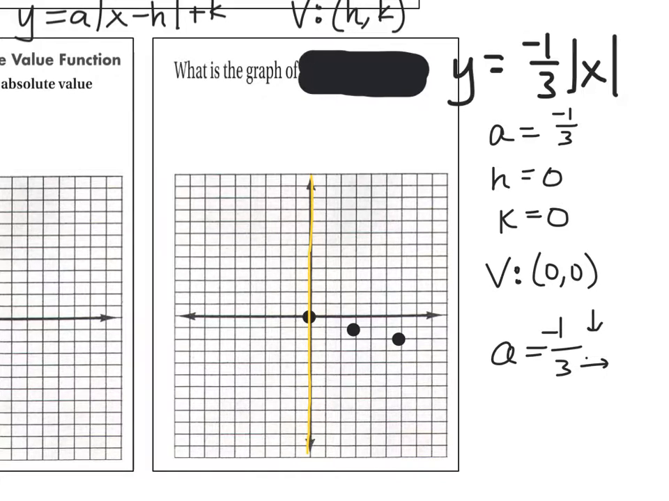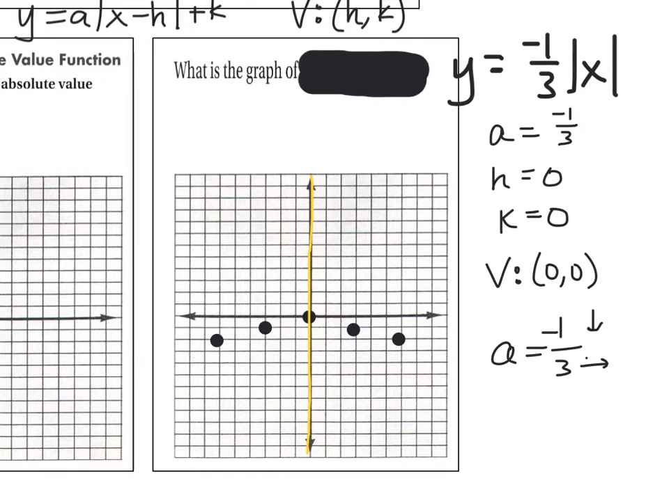So the yellow line is my axis of symmetry. That means whatever's on the right side is going to match the left side. So I've got to count how far this dot is from the yellow line. It's 1, 2, and 3. That means I go 1, 2, and 3 on the other side and put a dot right here. And then the other dot is 6 points away, so I'm going to go 6 points away from that yellow line, just like so.